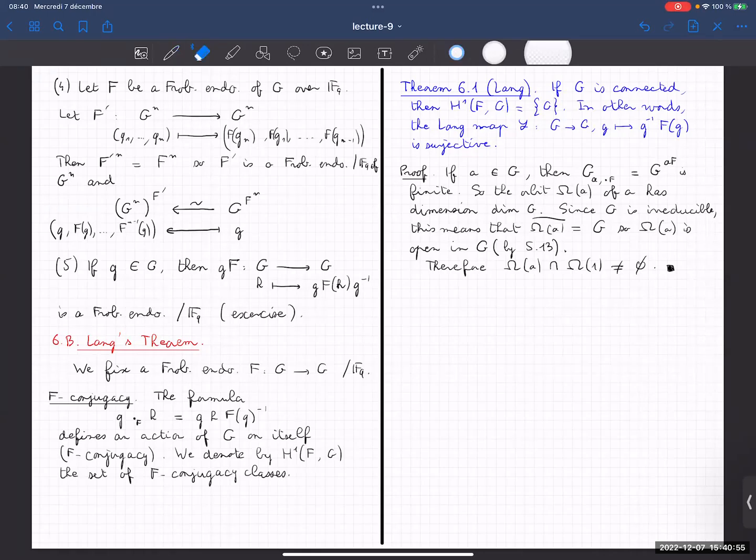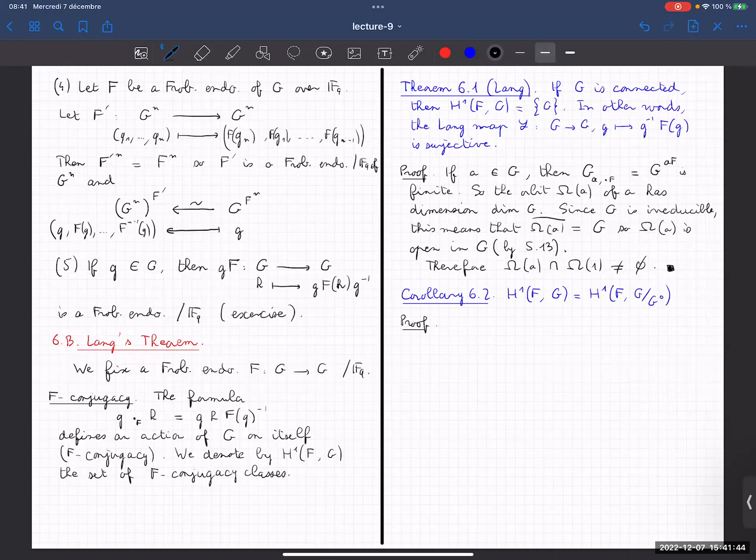The first one is quite interesting, but there will be much deeper consequences. So corollary 6.2 is that if you want to compute the set of F conjugacy classes on a general algebraic group, not necessarily connected, then you have only to compute the set of F conjugacy classes on the finite group obtained by the quotient of G by the connected component of the identity. Let's prove this corollary, and you will see how we can use Lang's theorem for proving it.